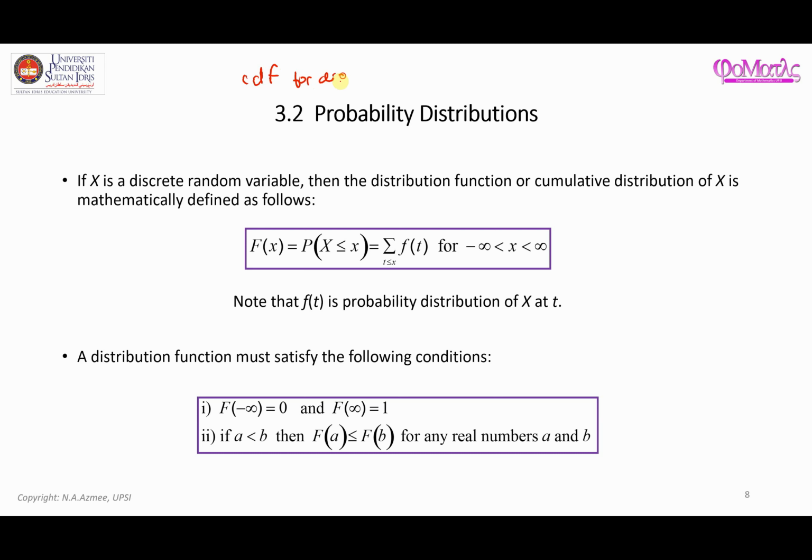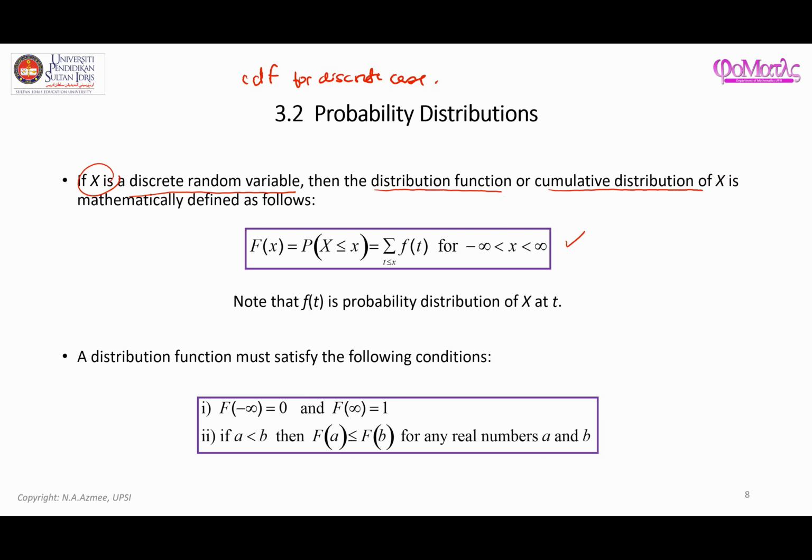In this video, I'm going to focus on the idea of cumulative distribution function, CDF, for the discrete case. Here, what we have is a discrete random variable x, and we would like to define the idea of distribution function, or also known as cumulative distribution of random variable x, which can be mathematically written as such.